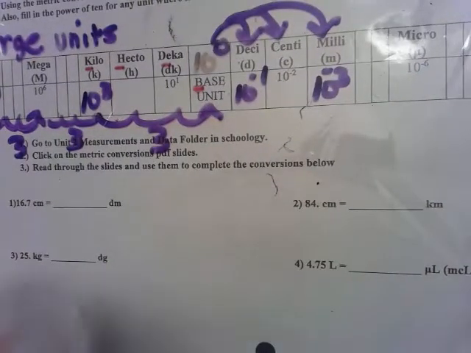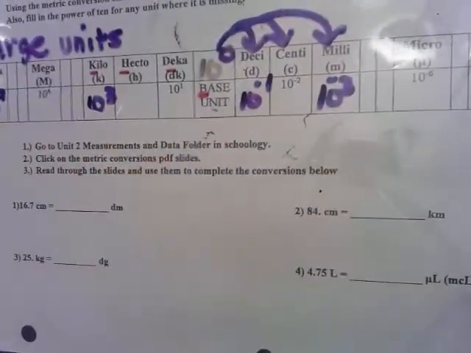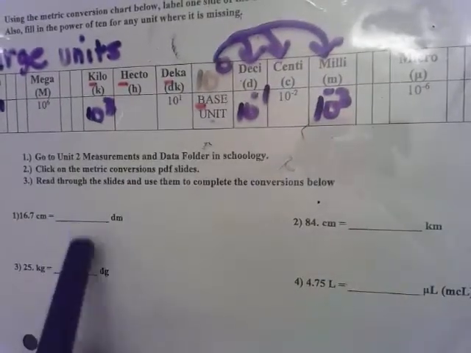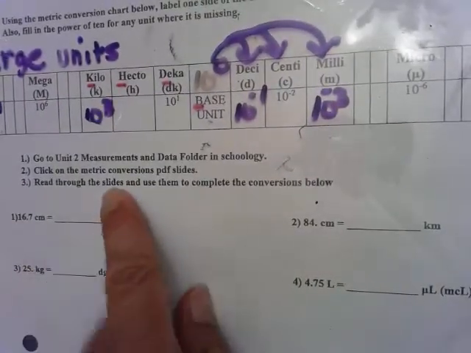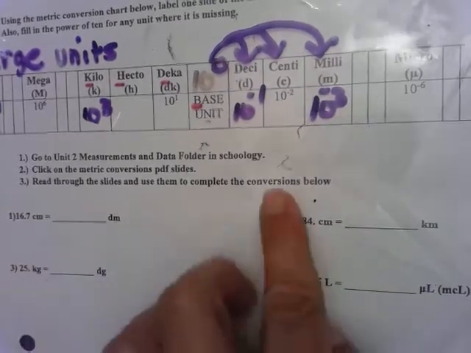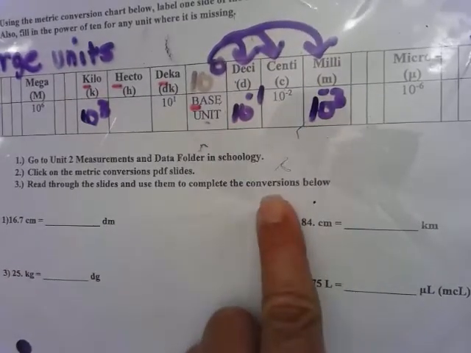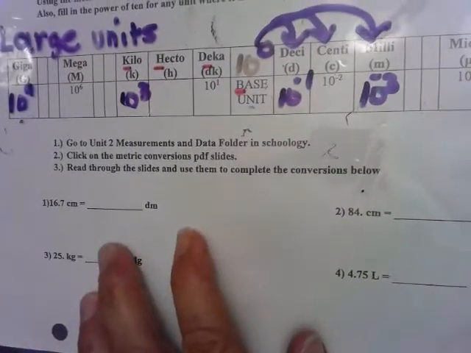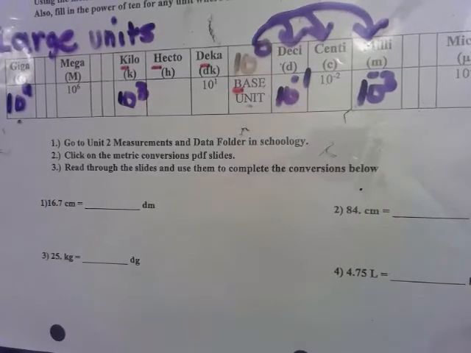Whenever you go to a smaller unit, you're going to get bigger and bigger numbers, because it takes a lot of a small unit to equal one of a large unit. I have a set of slides in the folder, and I have another teaching video besides this one. So please see those too if my presentation isn't clear enough.